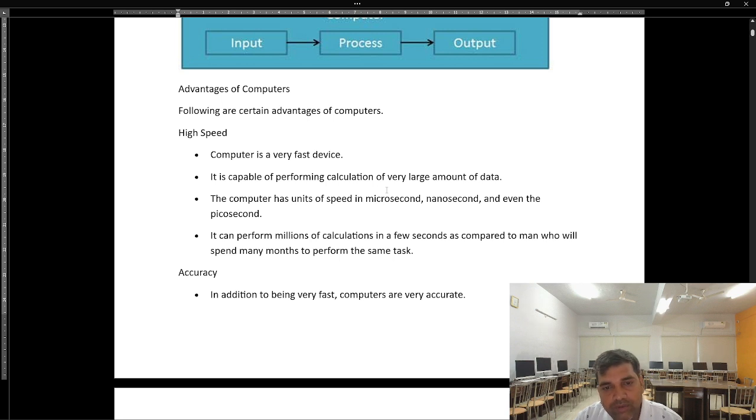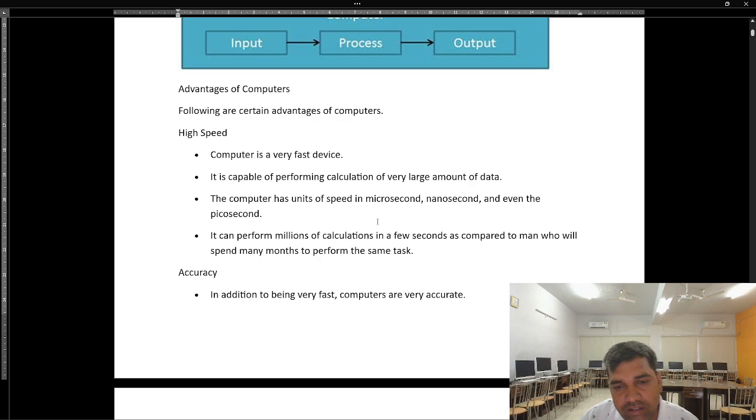So if I give you 30 different numbers of various digits, maybe some of them 10 digits, some maybe 5 digits, 2 digits, and if I give you the 30 numbers to add, it will take time, at least 5 minutes. But the computer performs all these calculations in seconds, microseconds. The computer has units of speed in microsecond, nanosecond, and even picosecond.